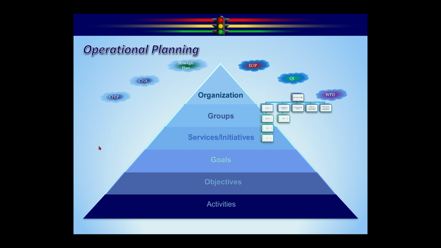Now, the nomenclature that we use here, organization, groups, service initiatives, goals, objectives, and activities, is fairly standard across all industries. It is kind of the model for operational planning. However, it's not cast in concrete, and there are people out there who like to vary these names around and move them around a little bit. Hopefully, the bottom line is the model stays the same and the names are changed to protect the innocent, as they say.